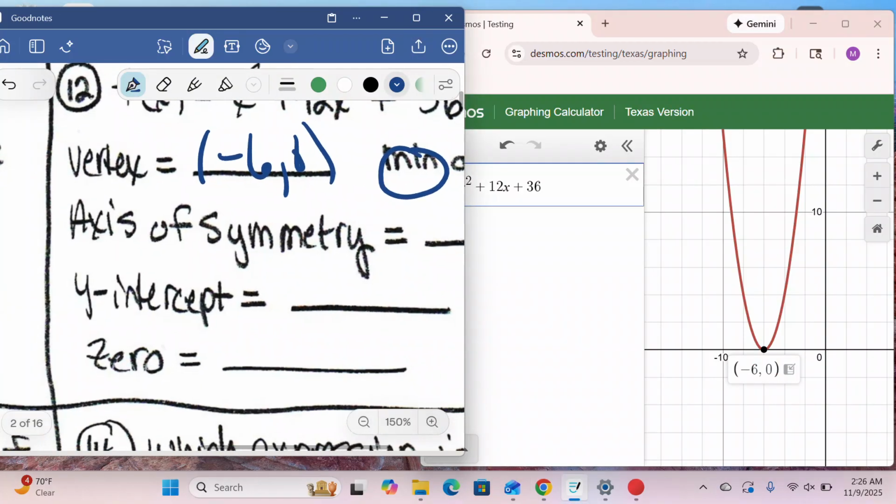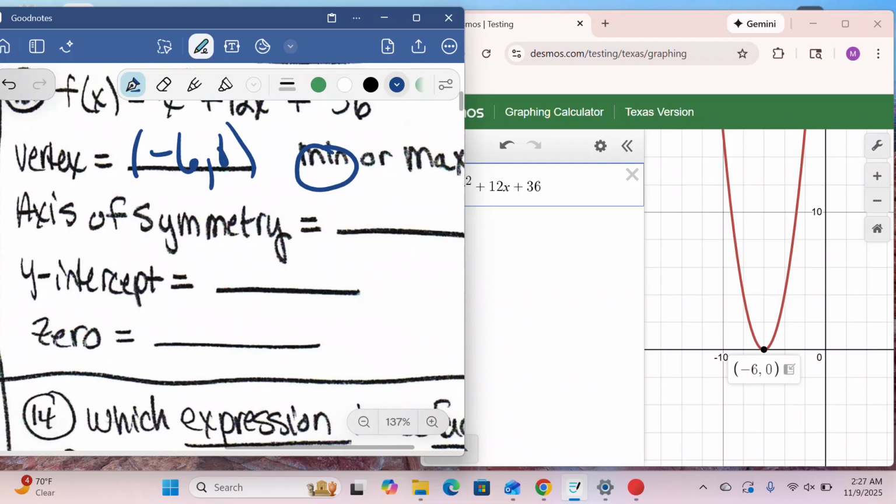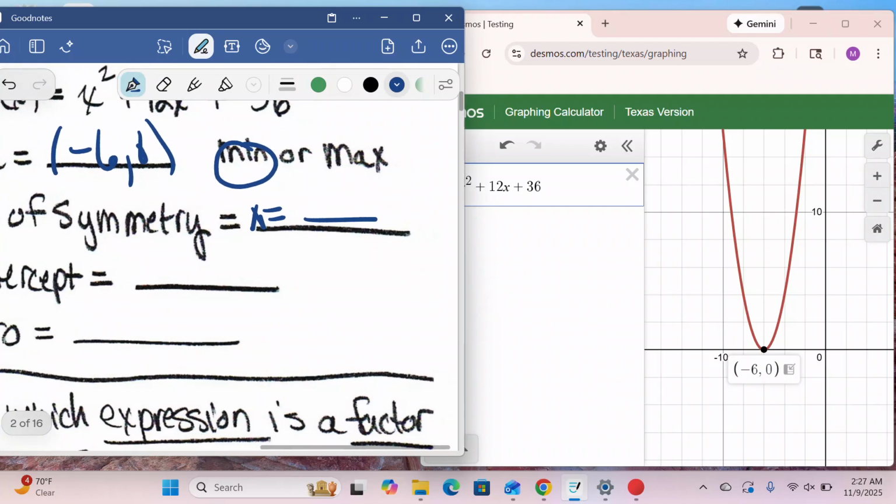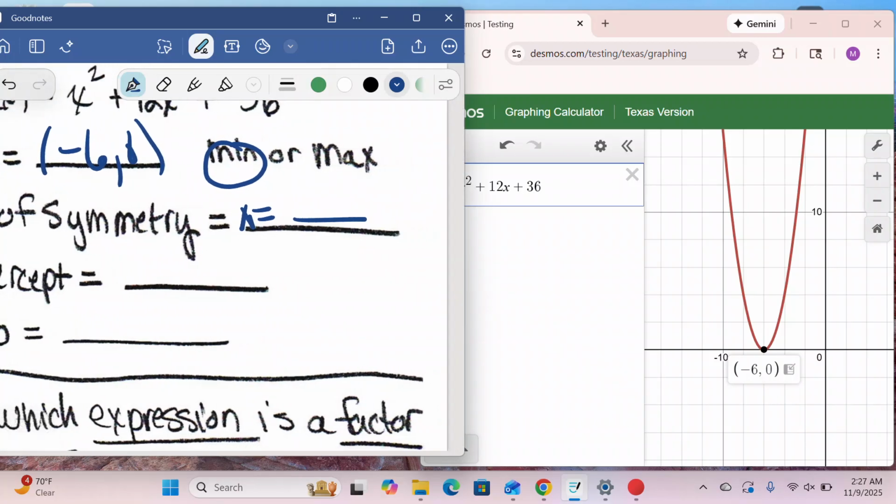Our trick to find the axis of symmetry, once again, you circle the x, so it's going to be x equals a number. And what is that number? It is the x value of my vertex. My x value of the vertex is negative 6, which is my x value right here.